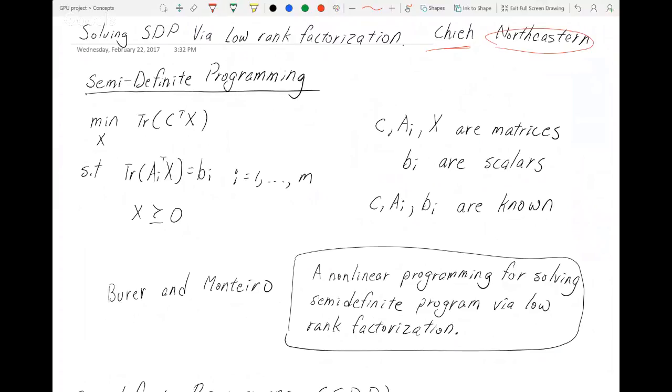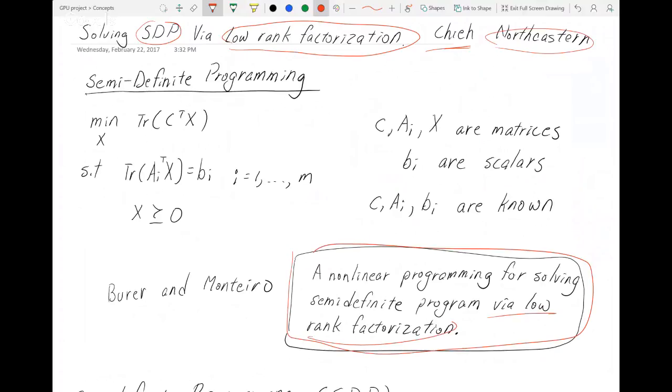Today we're going to talk about solving semi-definite programming via low-rank factorization, based on the paper called A Nonlinear Programming Algorithm for Solving Semi-Definite Programs via Low-Rank Factorization by Monteiro and Burer.